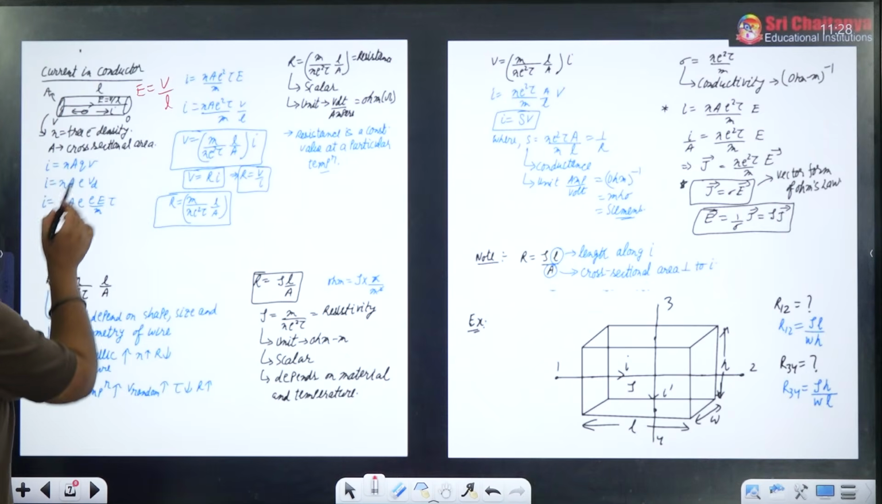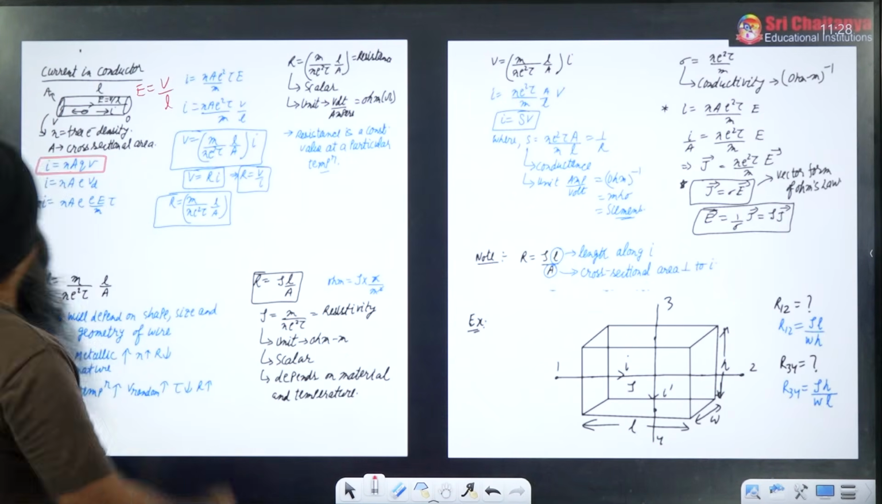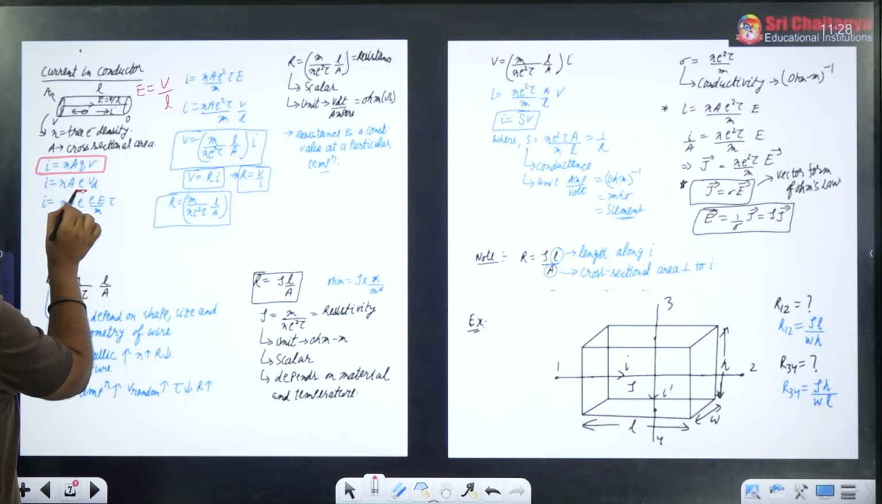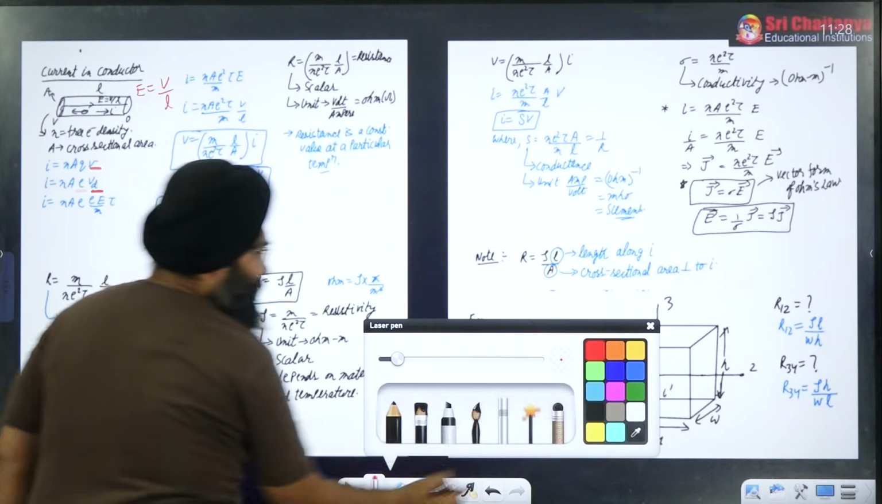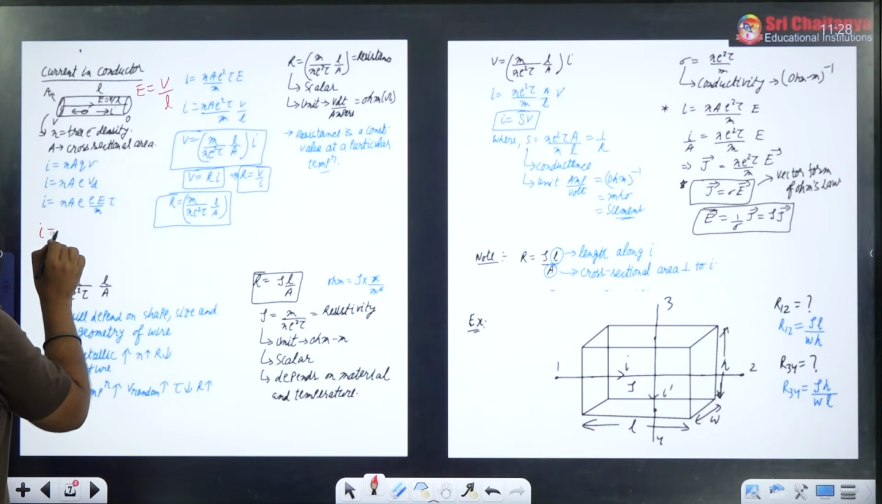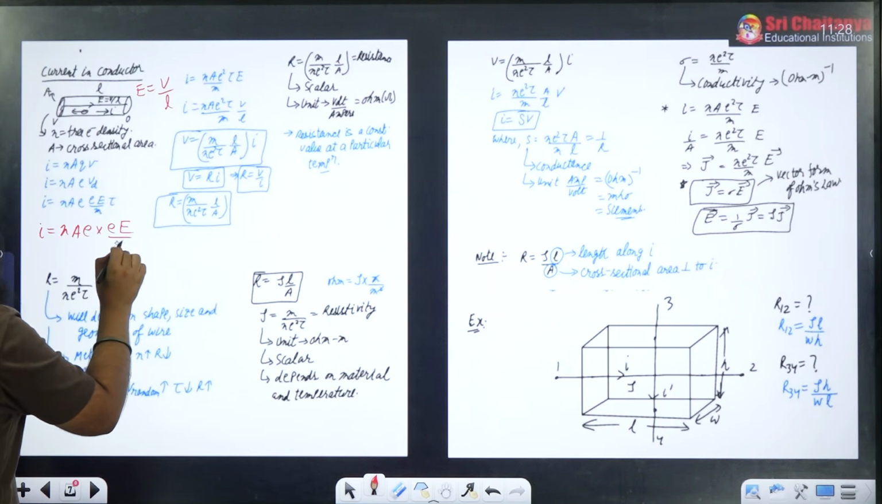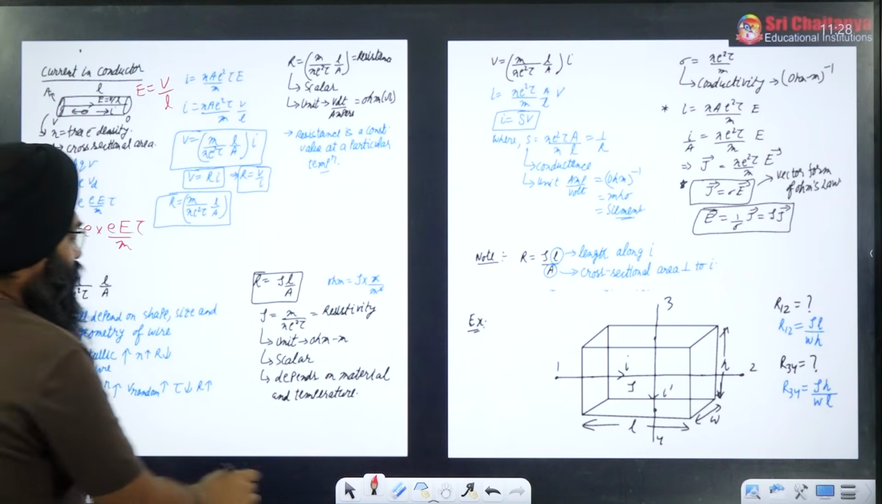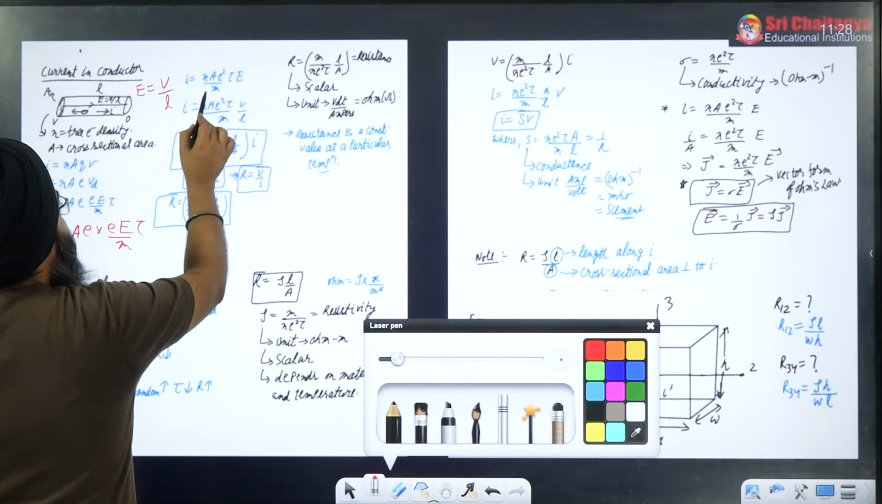So what will be the value of current? Current will be equal to nAq into v. Because we are talking about electrons, q is replaced by e, and v will be replaced by the drift velocity. Now if you put in the drift velocity, whose magnitude is eE upon m multiplied by tau, you get the result that current is ne squared A by m into tau into E.